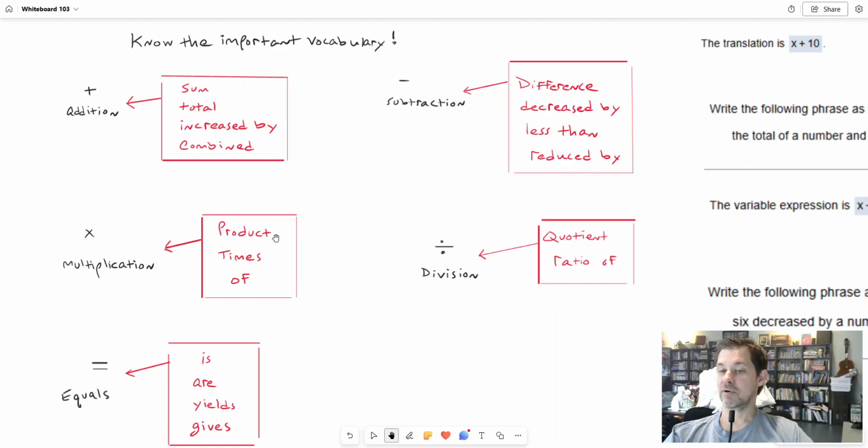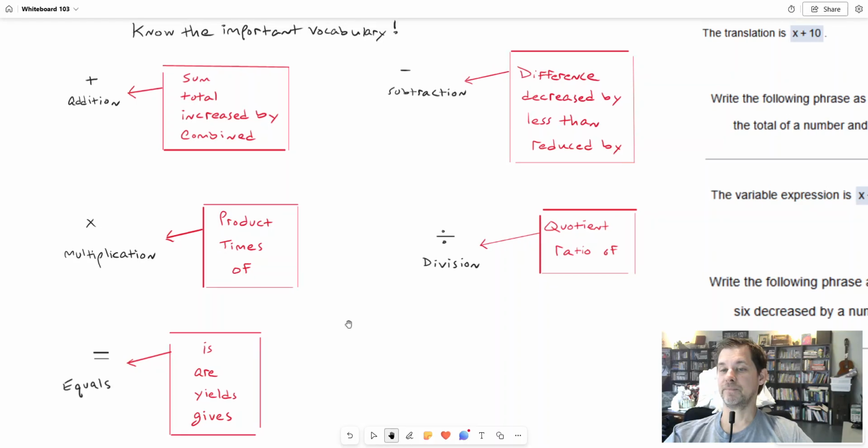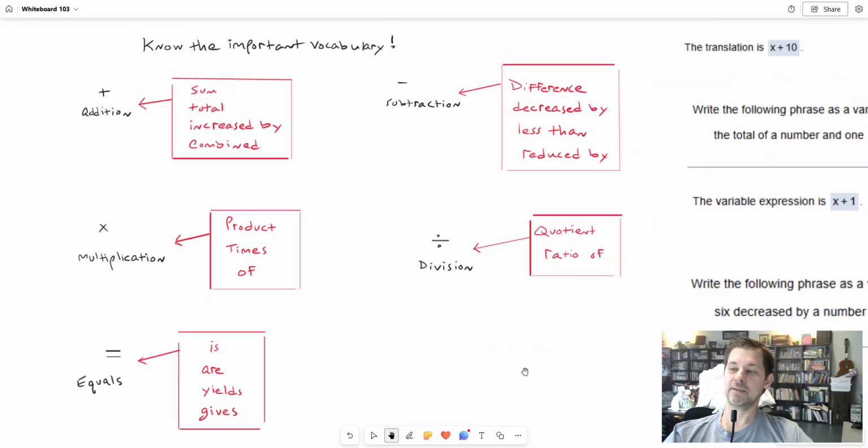Multiplication, we might say product, times, or of. Division, we might say quotient or ratio of. Equals, we might say is, are, yields, gives, or something like that. Now, I'm not saying you'll see all these, and I'm not saying these are every word you could possibly use. But these are the ones you'll see in our assignment, plus maybe some that you won't. I don't think we'll see ratio, and I'm not sure we'll see of, but I think this is still a pretty good representation of the key words.